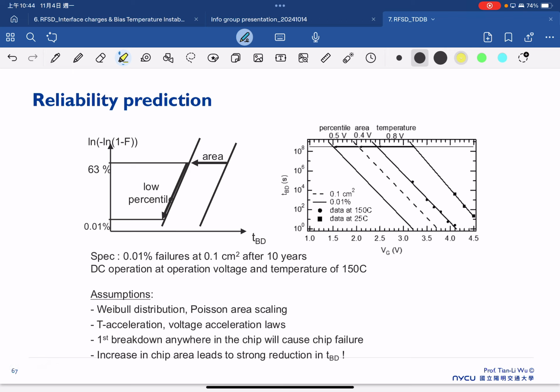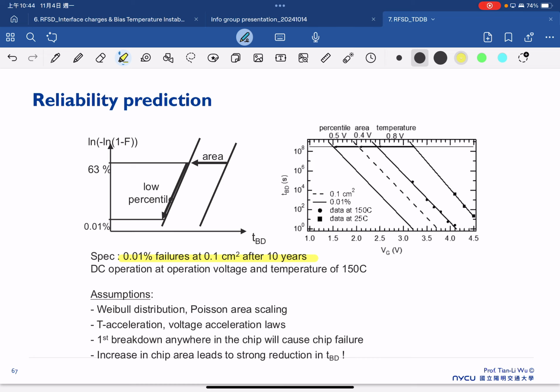So when we do the reliability prediction, one of the things is that we need to do the percentage scaling as well. In reality, this is a real spec that mainly comes from your customer. Your customer wants to know what the criteria is to reach 0.01 percent at a certain area for 10 years. So now we have to apply the Weibull distribution to calculate the result based on the customer's target here.